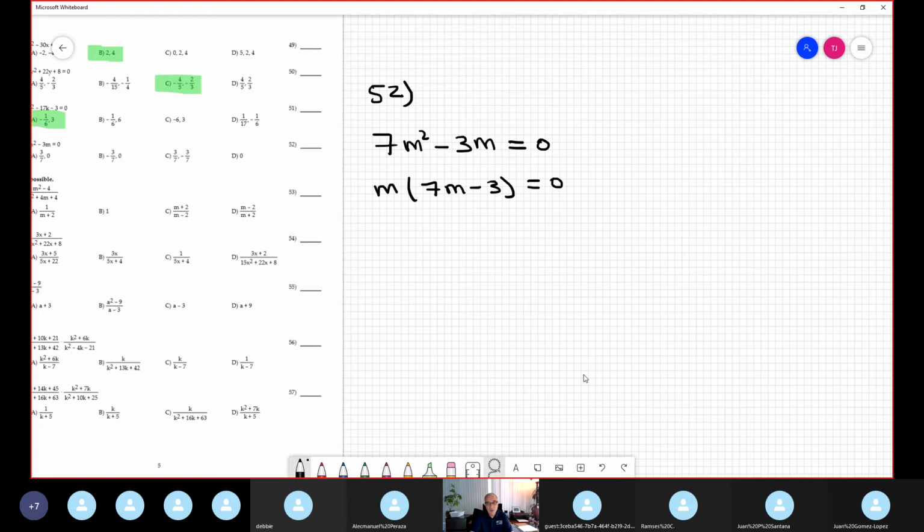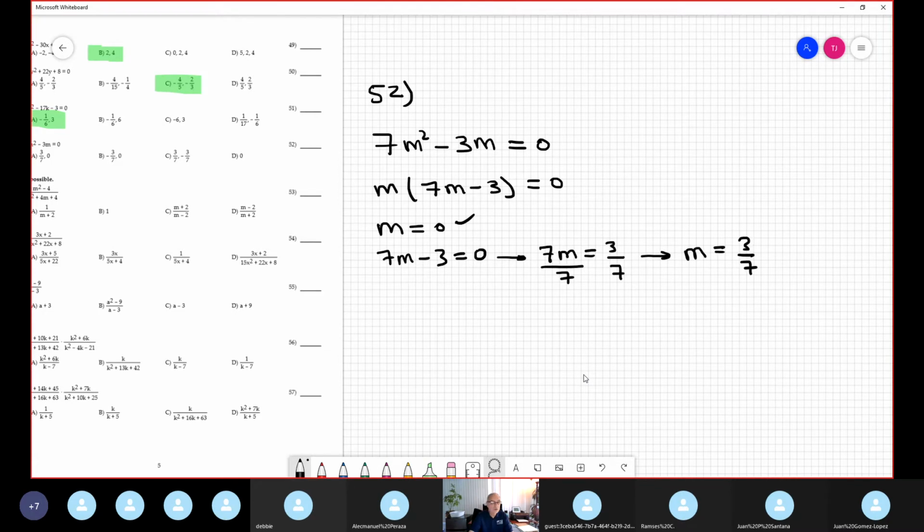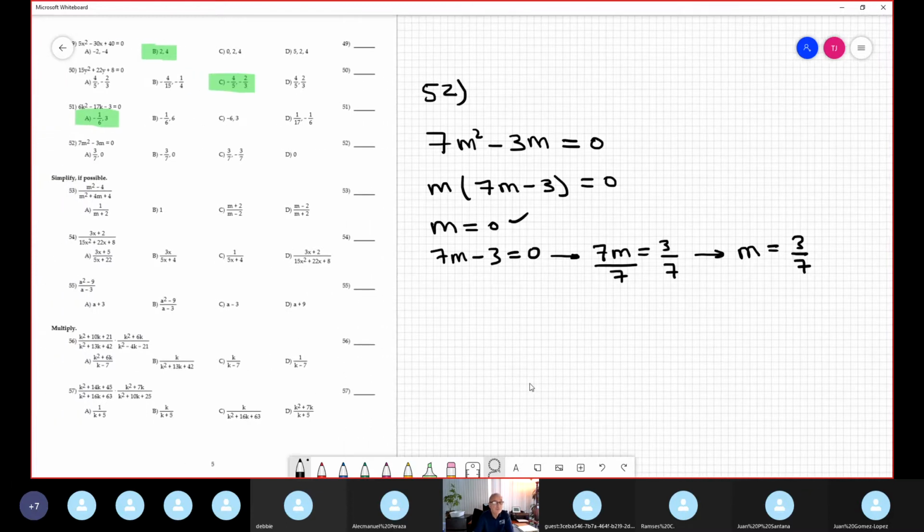That's it. Now, how many factors do we have? We have two. m is equal to 0, and 7m minus 3 equal to 0. This one is already isolated: m is 0, so one solution is 0. And the second: 7m equals 3, divide by 7 on both sides. m alone is 3 over 7. We have two solutions, 0 and 3 over 7, positive. Like option A again: 3 over 7 and 0.